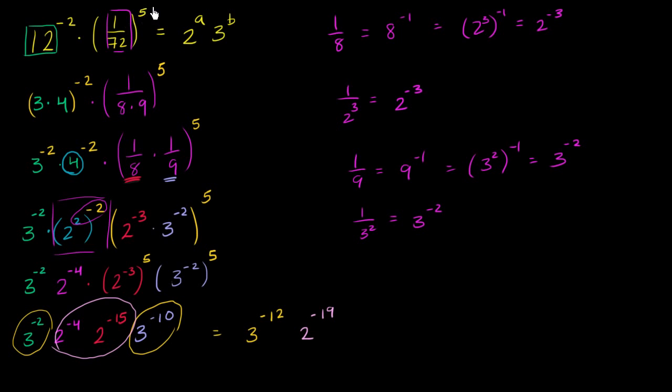Now we go to the beginning, going back to our equation. We want that to be equal to 2 to the a times 3 to the b. Well, we have 2 to the negative 19 power, so let's let a equal negative 19. A equals negative 19. And we have 3 to the negative 12, so let's set b equal to negative 12. And we are done.